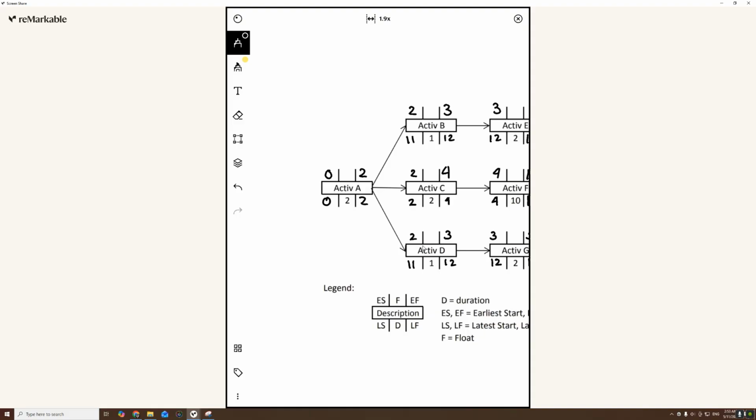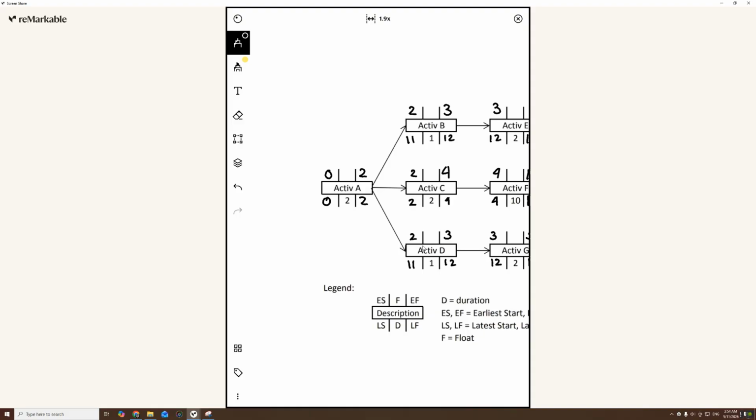That should absolutely be the case, always. You should have at least one path where it returns to 0, right? Because here we only have activity A as the independent activity, or the initial activity. You could have multiple initial activities, but at least one of them should return to 0 when you work backwards.